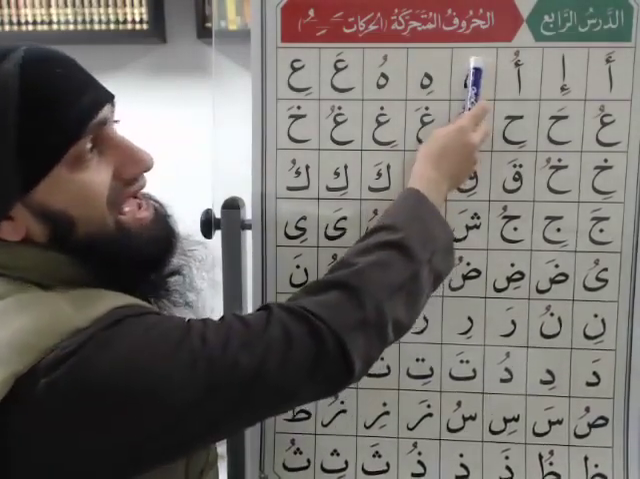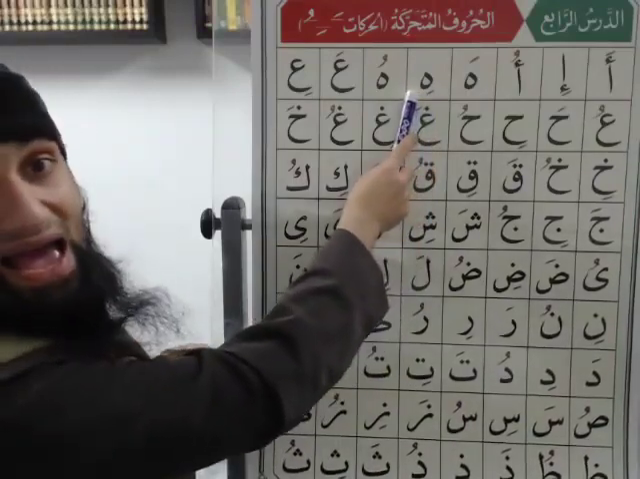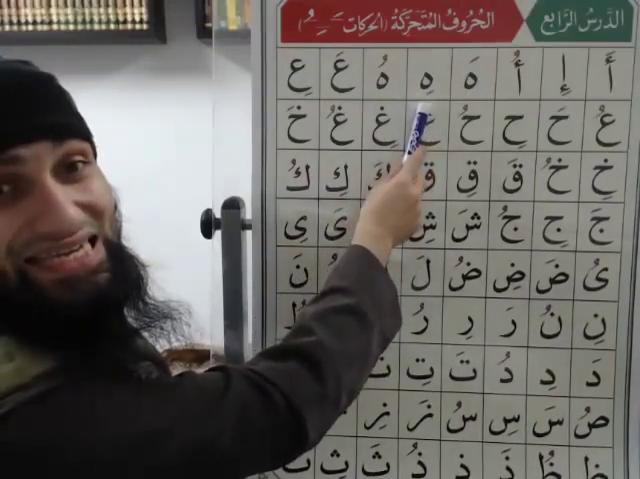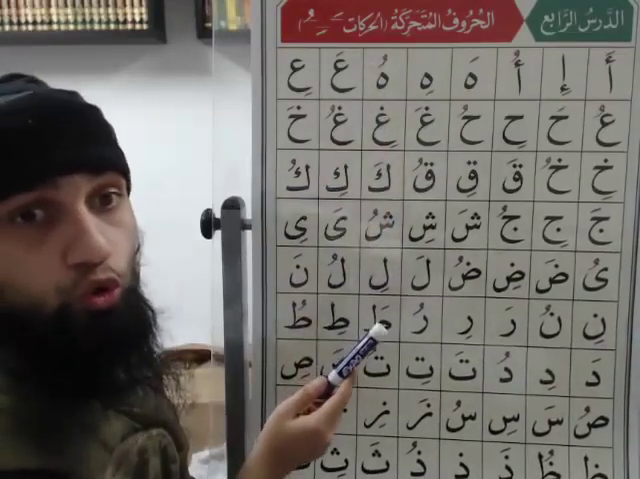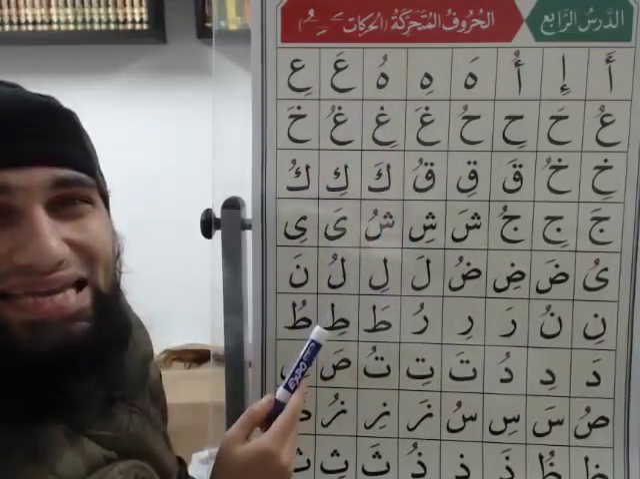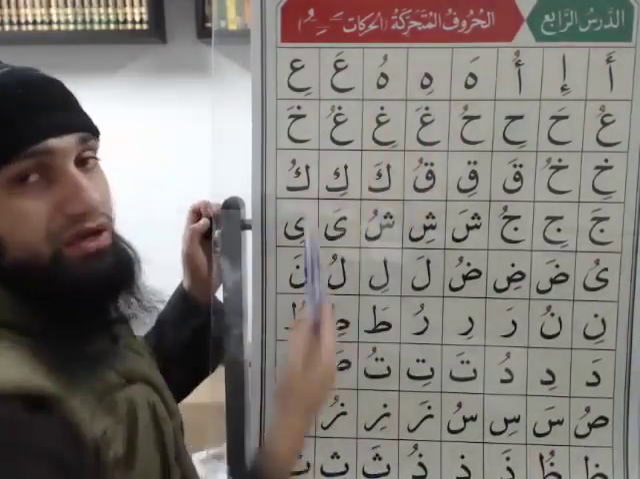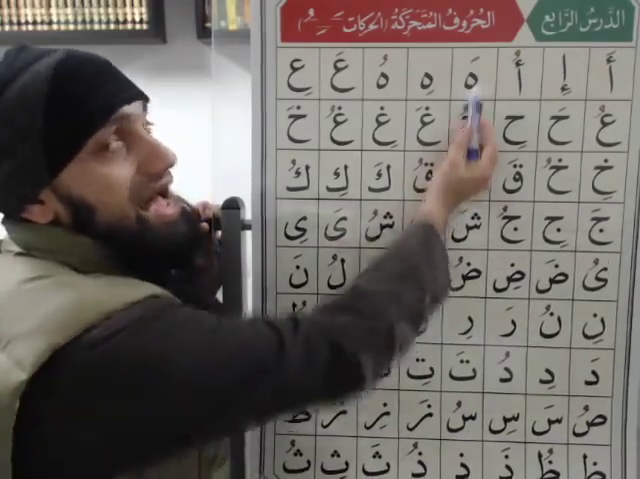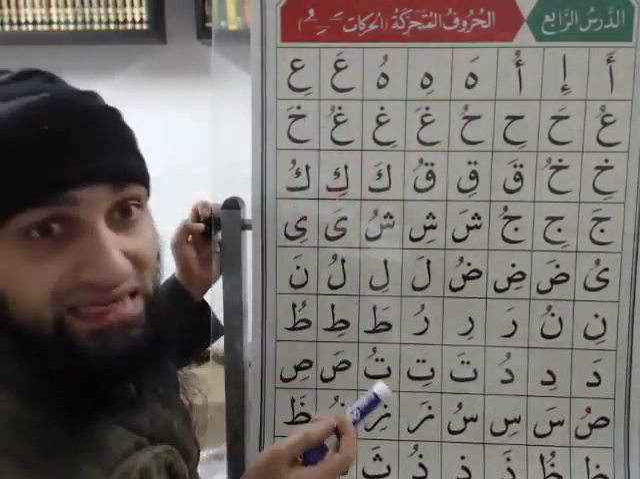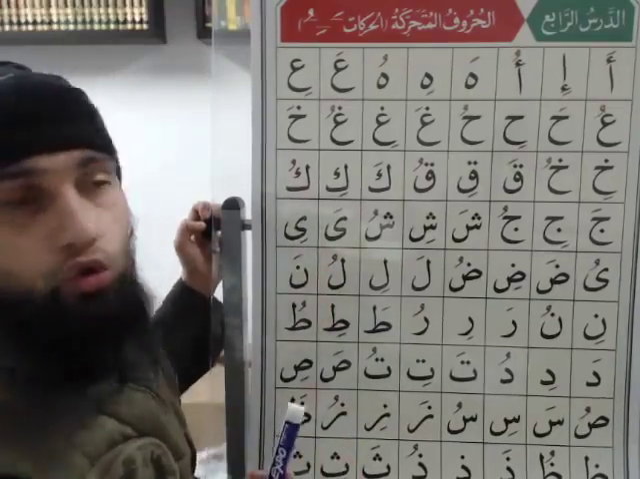Ha, fatha, ha. Next one. Ha, kasra, hi. Ha, dhamma, hu. Ha, hi, hu. You see? So what does fatha, kasra and dhamma do? They move the sound of the letter to different directions. Ha, hi, hu.